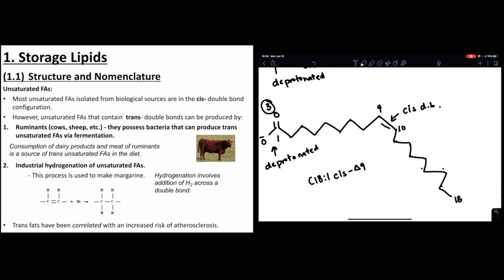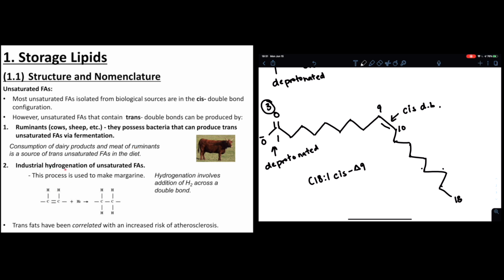Okay, so in the gut of the cow, they have bacteria that can go on to make trans fatty acids. That means for people who consume dairy products or meat from ruminants like a cow or a sheep, this is a source of trans unsaturated fatty acids in your diet.